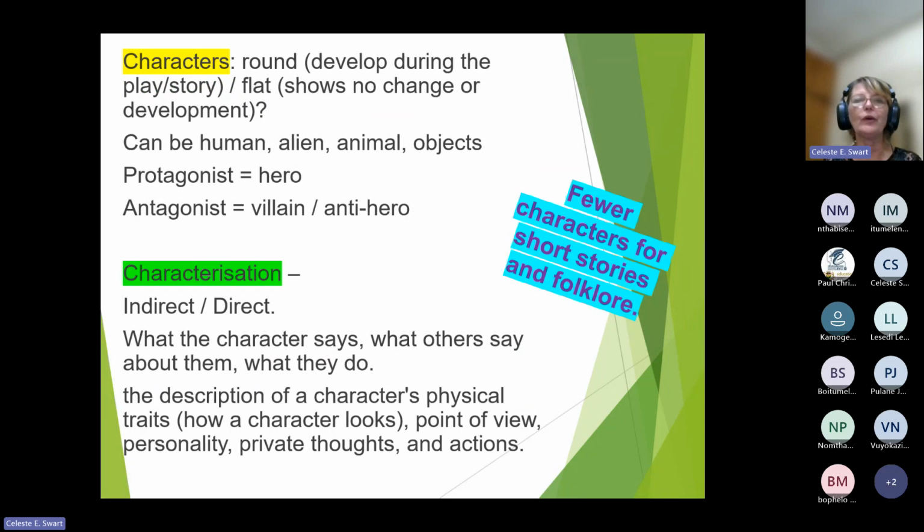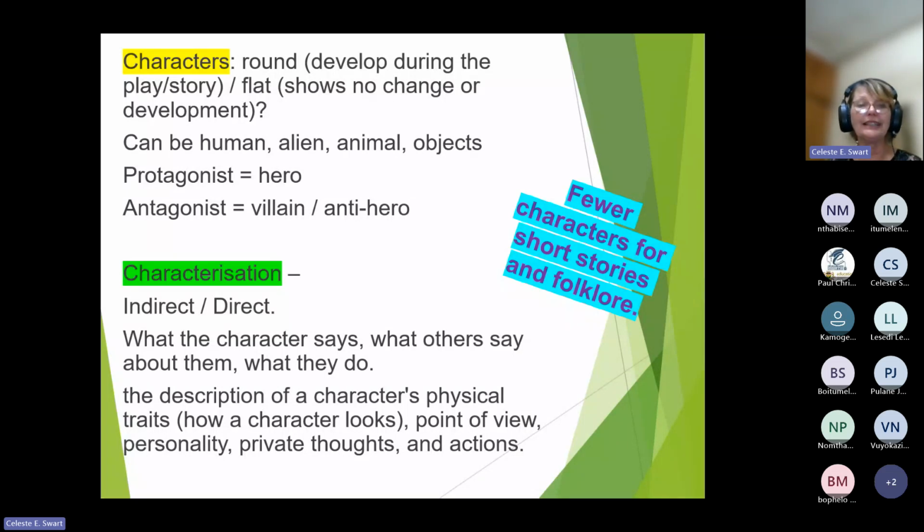Now, characters, we know they could be round and they could develop, or they could be flat, no development. But remember that with a short story and folklore, there will be fewer characters, because there isn't time to develop your characters or to really say too much about them. So everything that is said in folklore or short stories is absolutely essential. Anything about the character is absolutely essential.